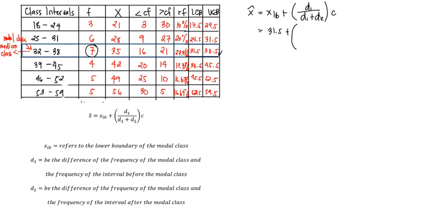Then d sub 1 and d sub 2 are differences between the frequency of the modal class and the frequency of the interval before the modal class. Before this modal class, we have another class interval, 25 to 31, with a frequency of 6. So you take the absolute difference of the frequencies of these intervals, that would be 7 minus 6. The absolute value of 7 minus 6 is 1.